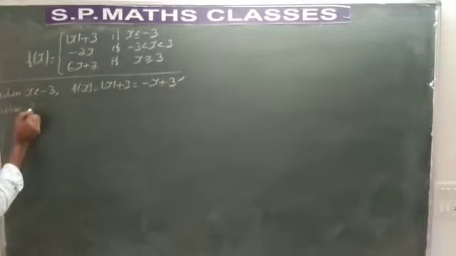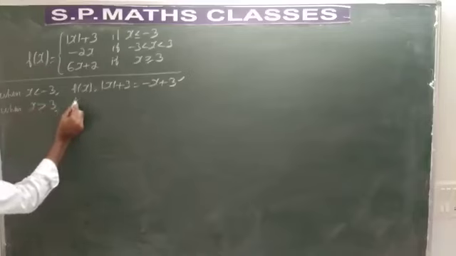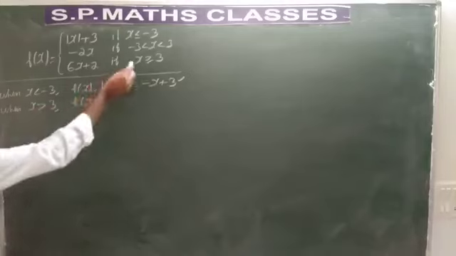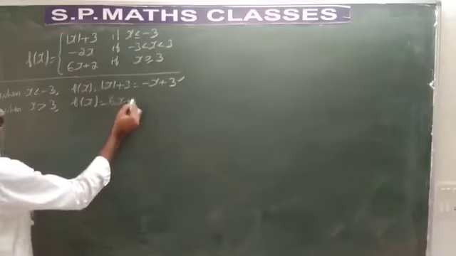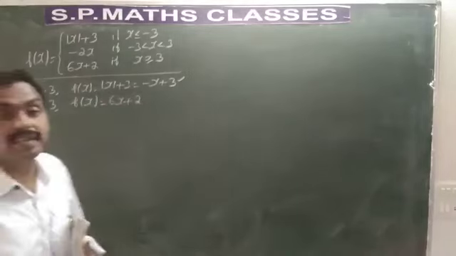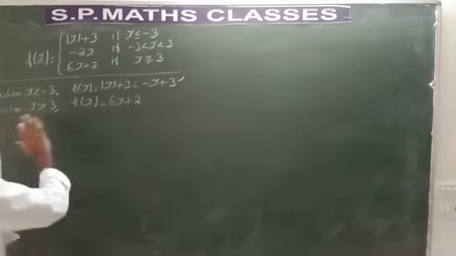Let us take when x is greater than 3. What is that? When x is greater than 3, it is 6x plus 2. Now 6x plus 2 is a polynomial, hence it is also continuous.